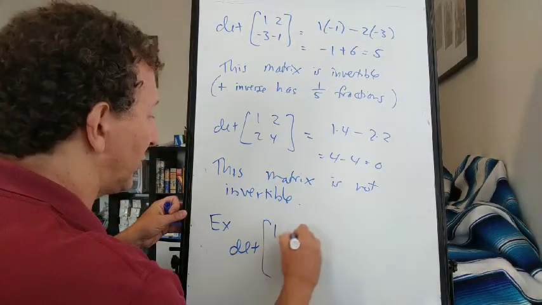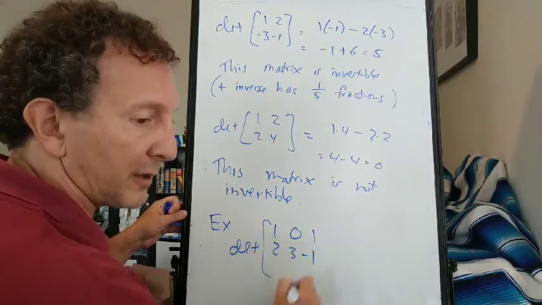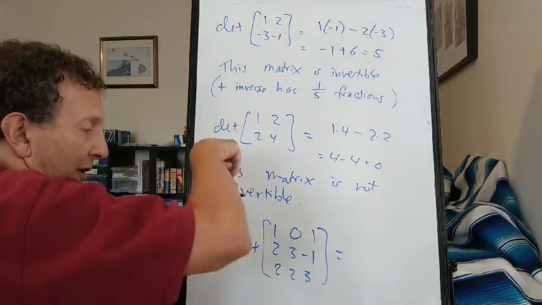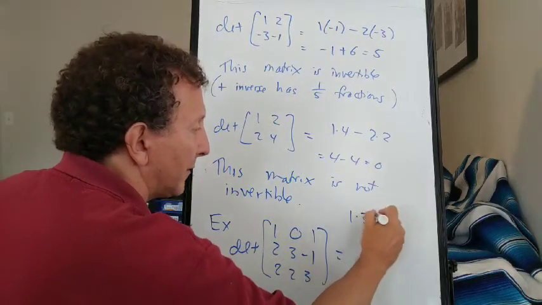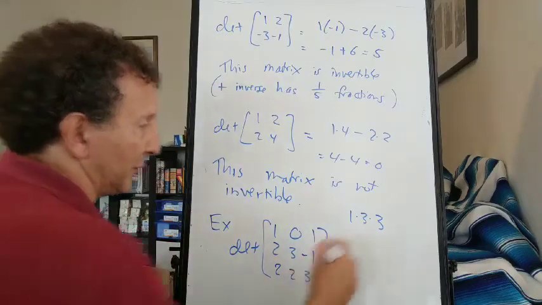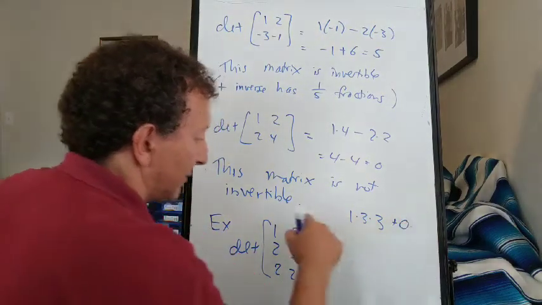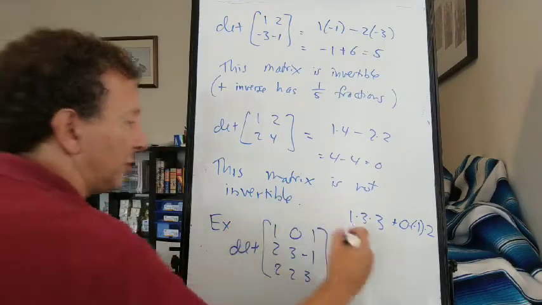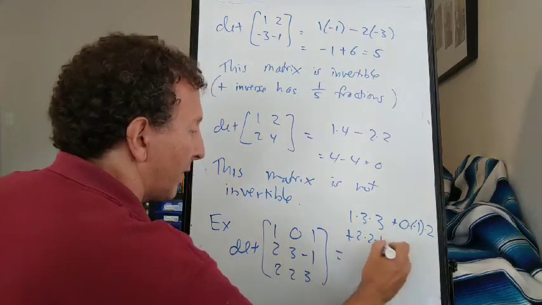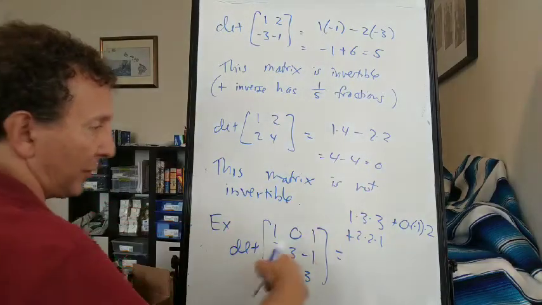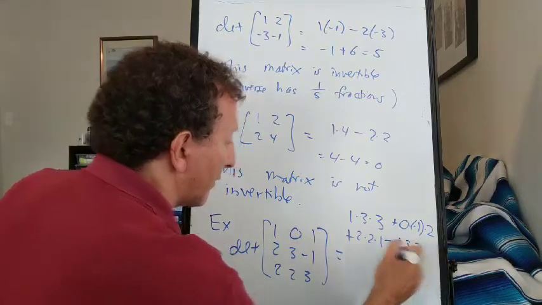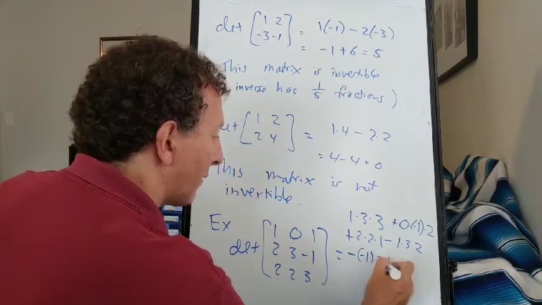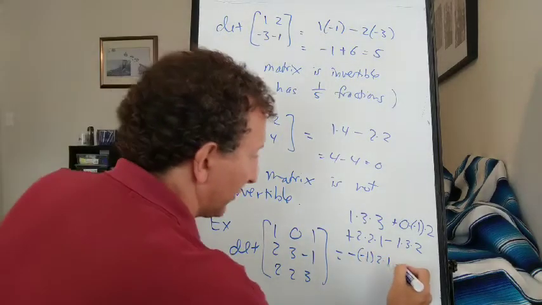If we want to take the determinant of the matrix 1, 0, 1, 2, 3, negative 1, 2, 2, 3, that's going to be, we draw lines this way, 1 times 3 times 3 plus 0 times negative 1 times 2 plus 2 times 2 times 1, then minus the products that go this way, minus 1 times 3 times 2, minus negative 1 times 2 times 1, minus 0 times 2 times 3.